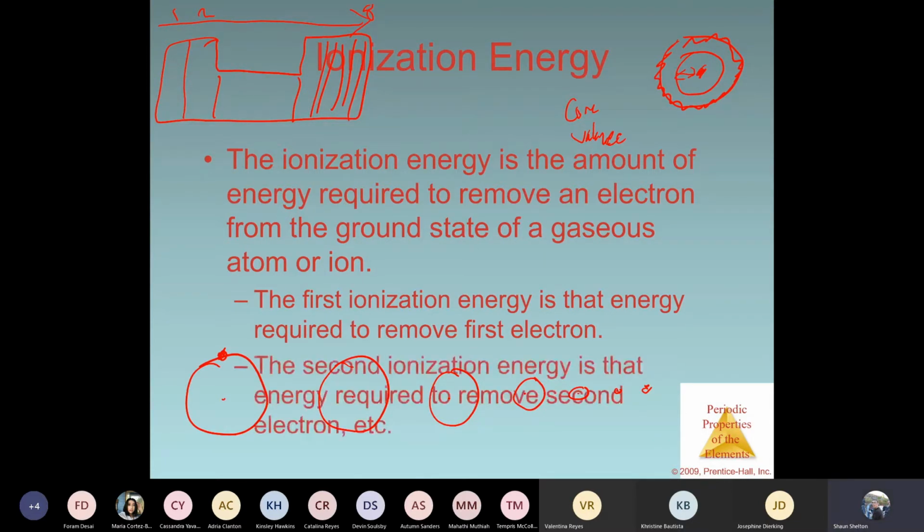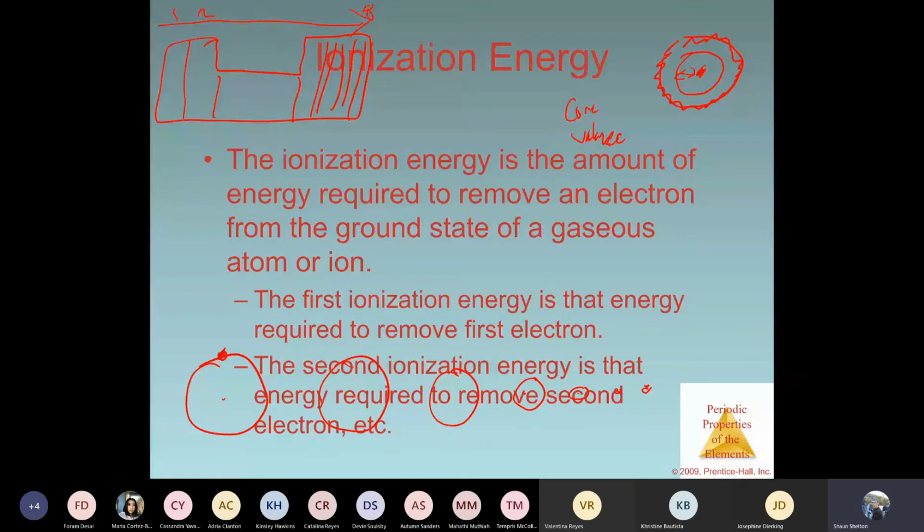Now, as we talk, first ionization energy is how much energy it takes to remove the first electron. Then you have the second ionization energy that removes the second electron, then the third, then the fourth, then the fifth, and this could go on and on and on. Now, here's the problem with it though. As you look at the individual elements, each element has their own number of electrons, their own number of valence, and their own number of core.